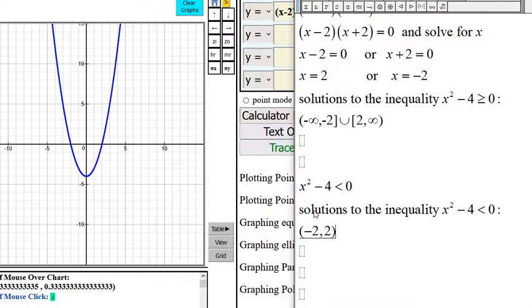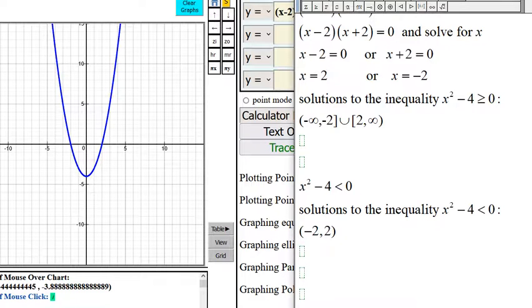And so again, if we graph x squared minus 4, then this is what the graph looks like. And then the part that is below the x-axis is from negative 2 to 2. And so that's how we know that the solution to the inequality x squared minus 4 less than 0 is negative 2 to 2.